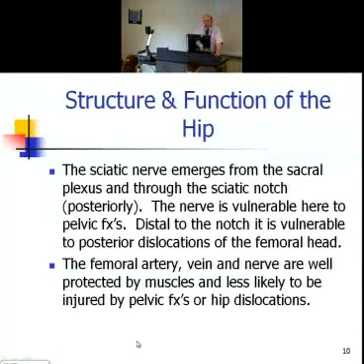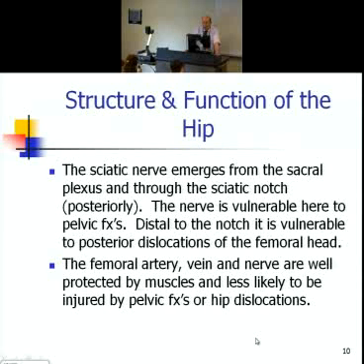Okay, so the sciatic nerve emerges from the sacral plexus and through the sciatic notch posteriorly, and so at that point this nerve is vulnerable to pelvic fractures. If a patient has a fracture of the pelvis, you need to inquire as to whether or not the patient is having any symptoms suggestive of radiculopathy from the sciatic nerve. So you would ask about pain going down the leg, either lateral, posterolateral, or posteriorly, any numbness or tingling in a similar distribution.